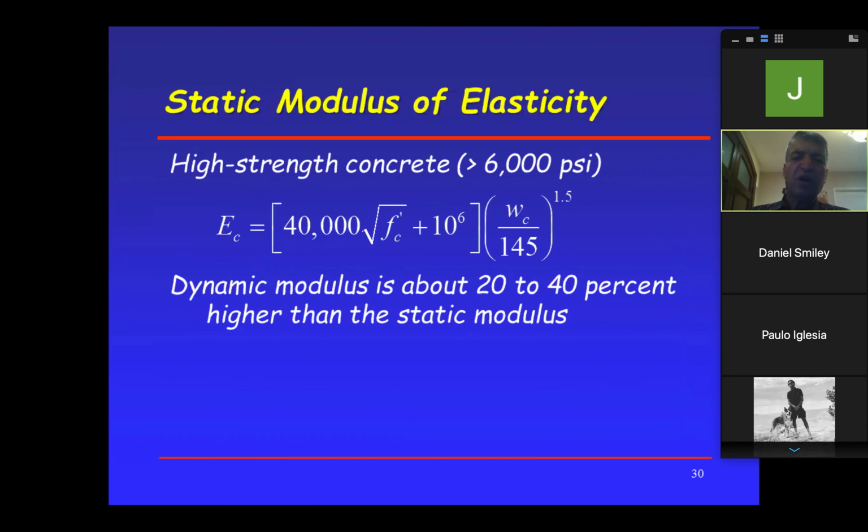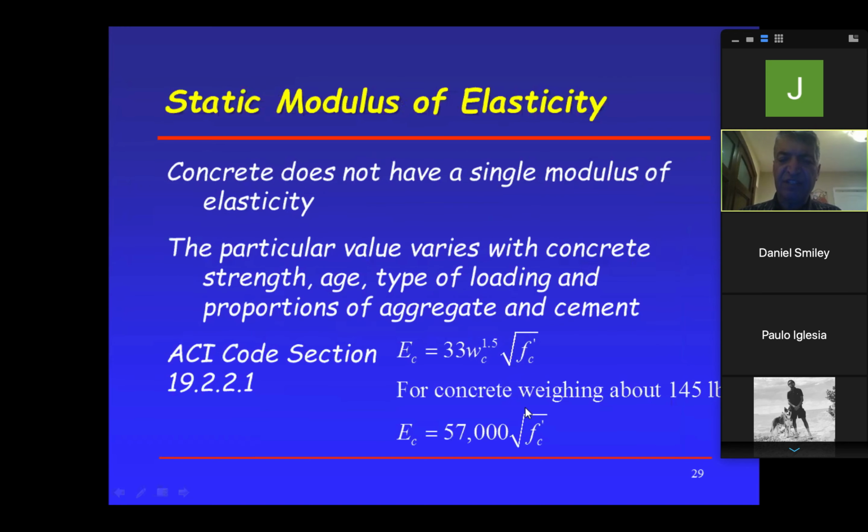Now, for high strength concrete greater than 6,000, there's the equation. We're not going to do that. We're going to cover only the normal strength, not high strength. But if you're dealing with high, this is the equation to get that. Dynamic modulus is about 20 to 40% higher than the static modulus. Again, we don't deal with that, but just to give you an idea. So all we need to do modulus is this guy right here, 57,000, and that's where it came from.